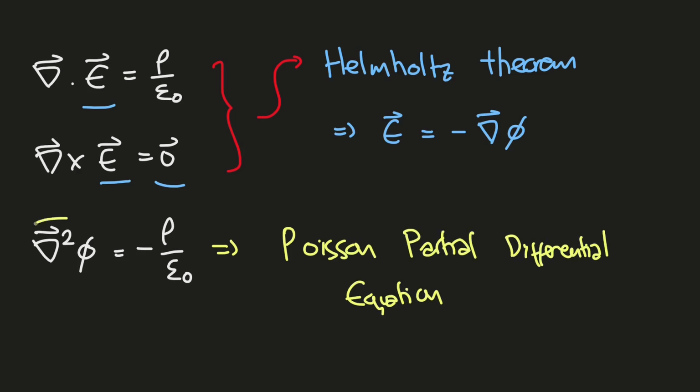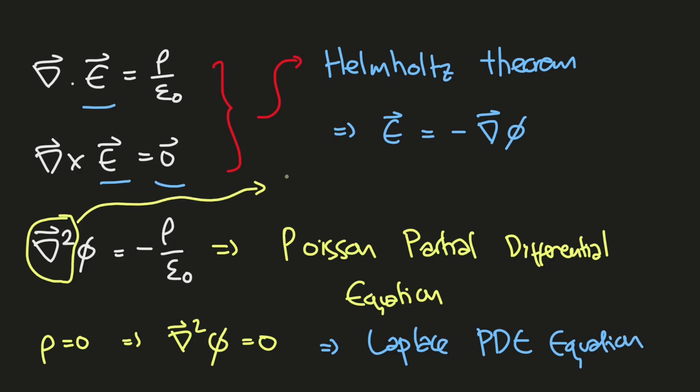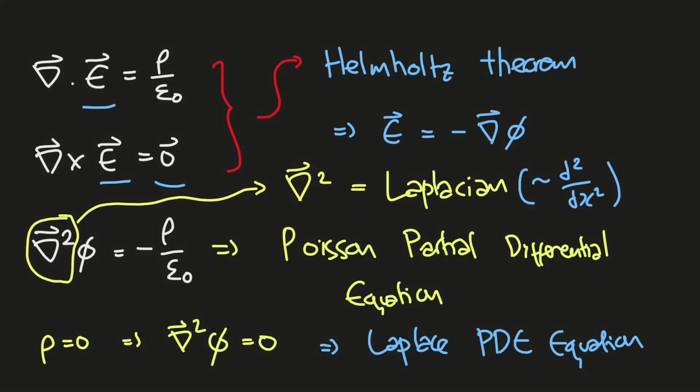It is a partial differential equation because of this squared nabla, a scalar operator, and for rho equal to 0, this equation becomes the Laplace partial differential equation. And fun fact, this squared scalar operator is known as the Laplacian, similar to the second derivative in one dimension. That's a simple approach to electrostatics using vector calculus and other tools.